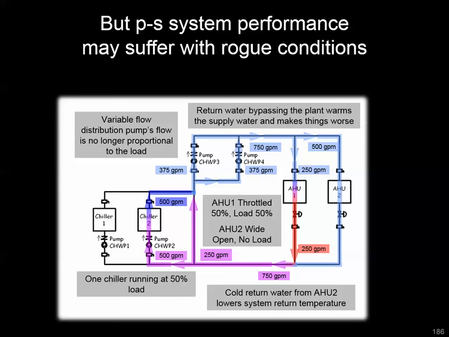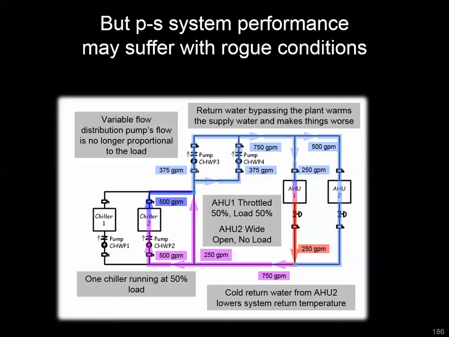So where does that bypass flow go? Well, now in that direction, it's going to mix with the chilled water supply. So you're not going to be putting out your chill water supply set point on the distribution side. So that air handler 1 is going to have its load increase and increase because it's not getting its design chill water supply set point.